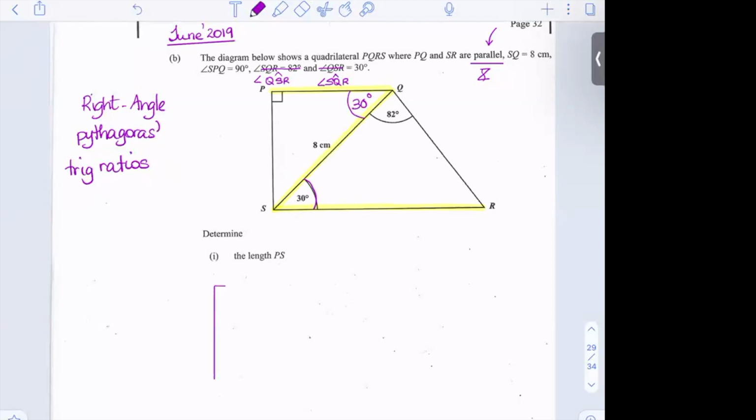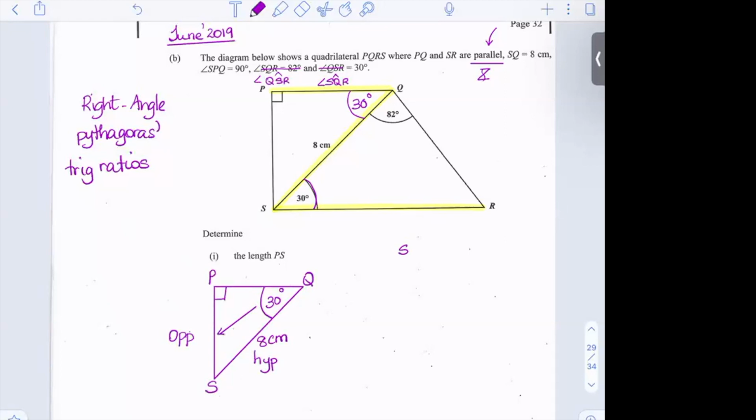So let's redraw this triangle so it doesn't look so confusing. Here is a 30 degree. This is P, this is Q, this is S. Here is 8. We want to find PS. So PS is called the opposite side. We have the side opposite the right angle. This is called the hypotenuse.